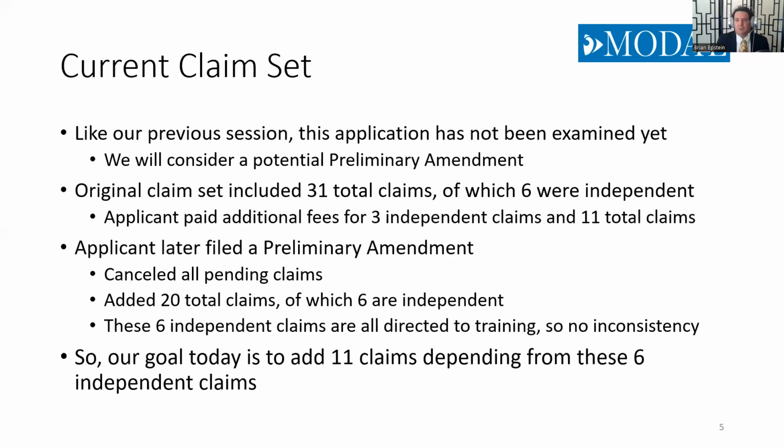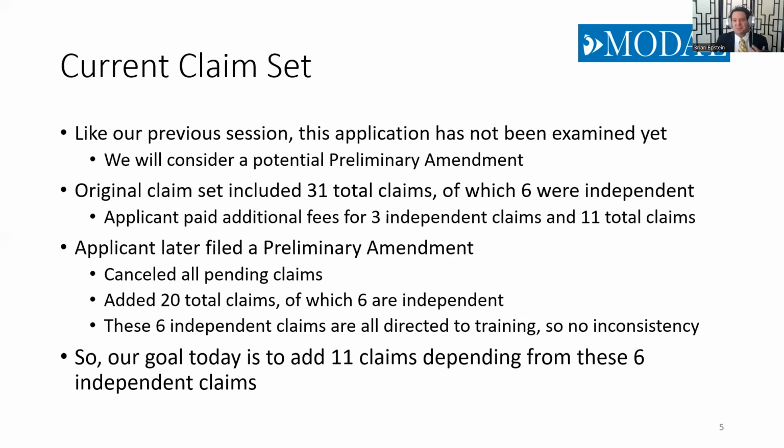In our previous machine learning session, the claims were split between training the system and applying the system. Here, all 6 independent claims are directed to training. So there's no inconsistency between them in terms of some being training and some being application. Our goal today is to come up with 11 more claims that depend from these 6 independent claims.